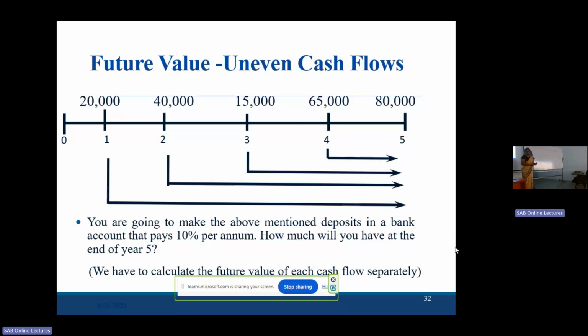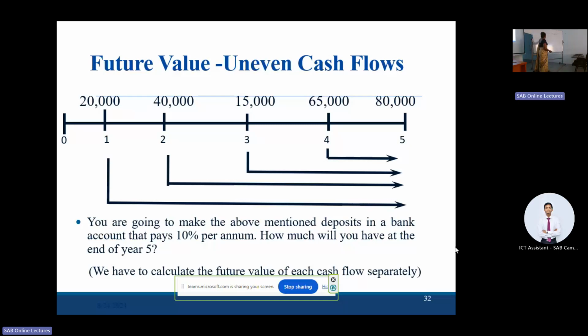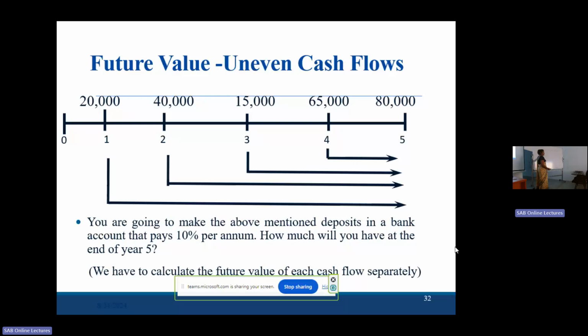But for the initial cash flows, if I ask you to calculate this value, separately you have to discount each to the present: this for 2 years, 15,000 for 3 years, 65,000 for 4 years. Likewise you have to discount, then you get the total. So that is the value. You can check that one also, and you are getting the same answer.